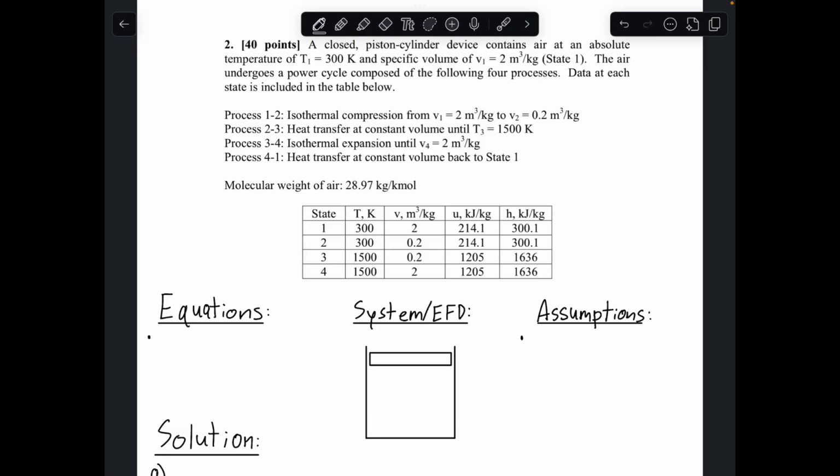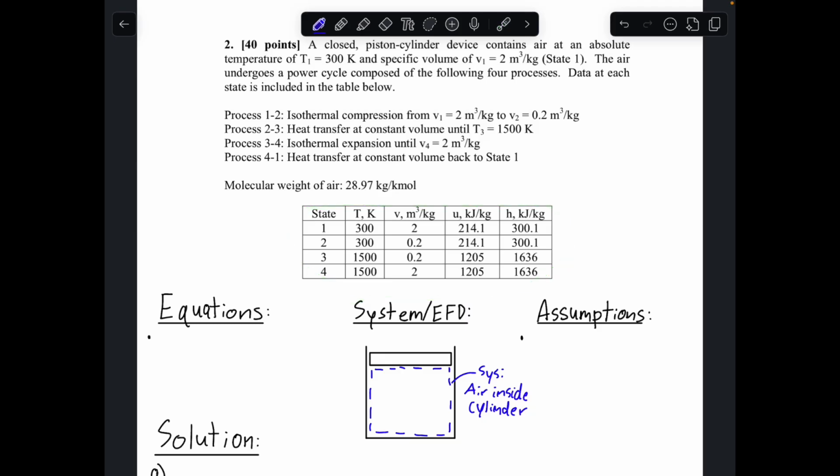So let's draw out our system first. I just want to focus on the air inside the cylinder as our system. It doesn't make a lot of sense to include the piston. The only thing that we're worried about is this air. So I'll say that the system is going to be the air inside the cylinder. And it makes sense to just focus on the air because all of this stuff that they give us in the table here is the properties of the air.